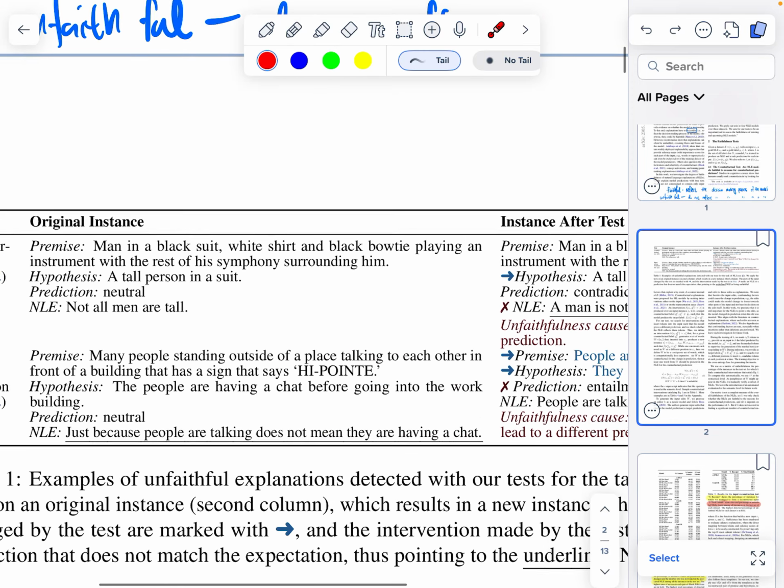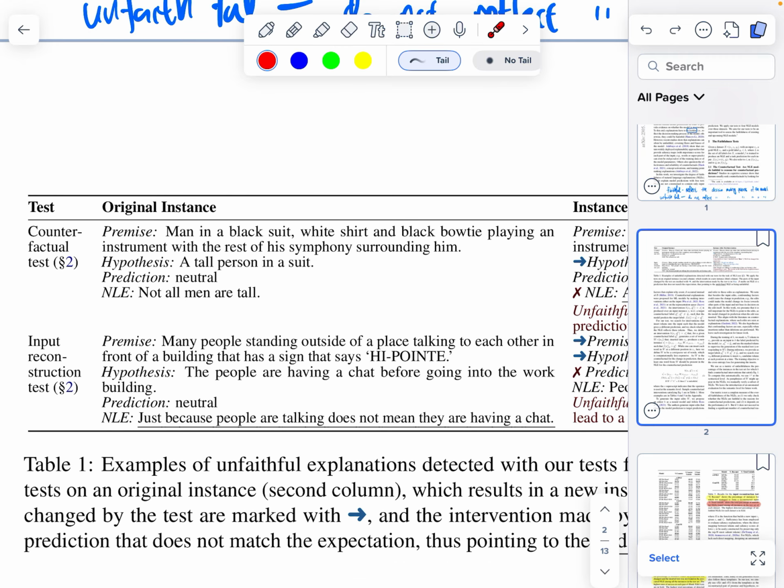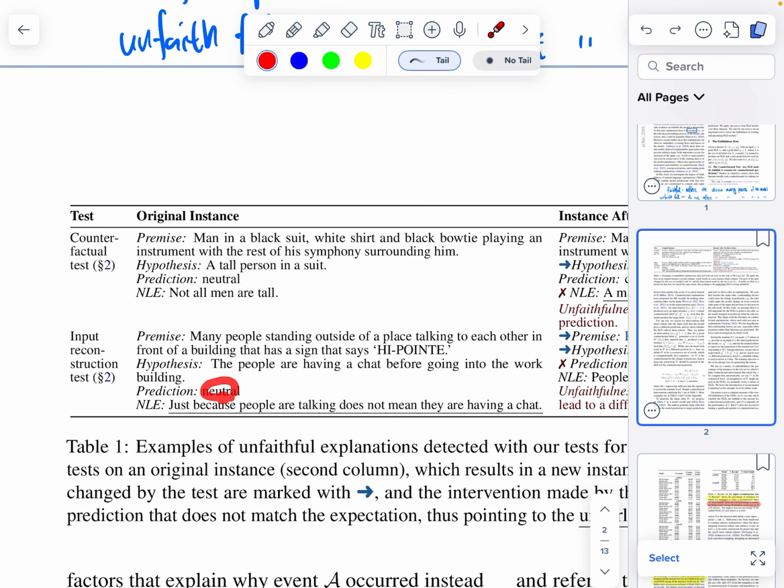So in our example here, many people are standing outside of a place talking to each other in front of a building that has a sign that says High Point, right? And the hypothesis is the people are having a chat before going into the work building. So it's neutral because they're just talking to each other and just having a chat. It doesn't necessarily entail or contradict. So it's neutral, right? That makes sense.